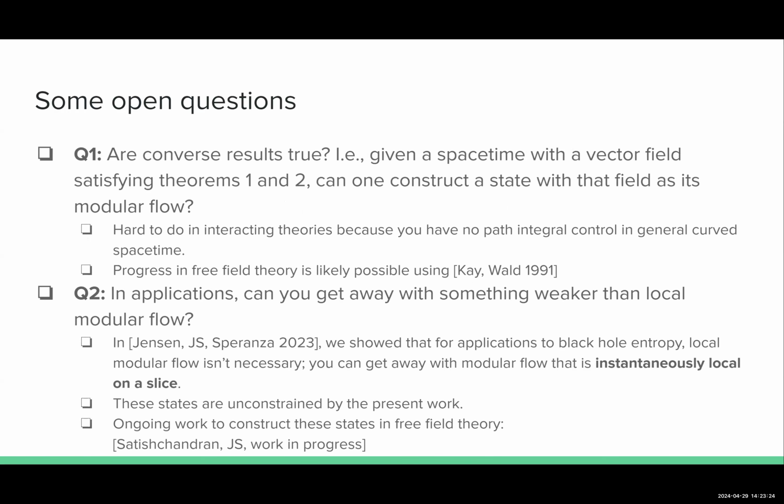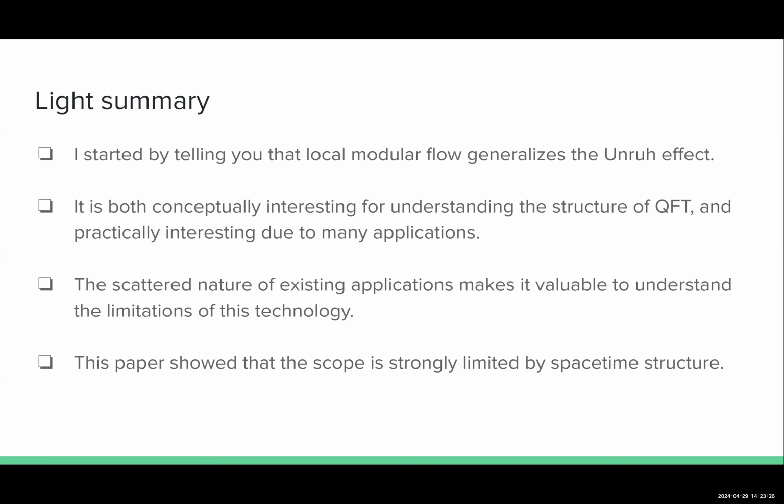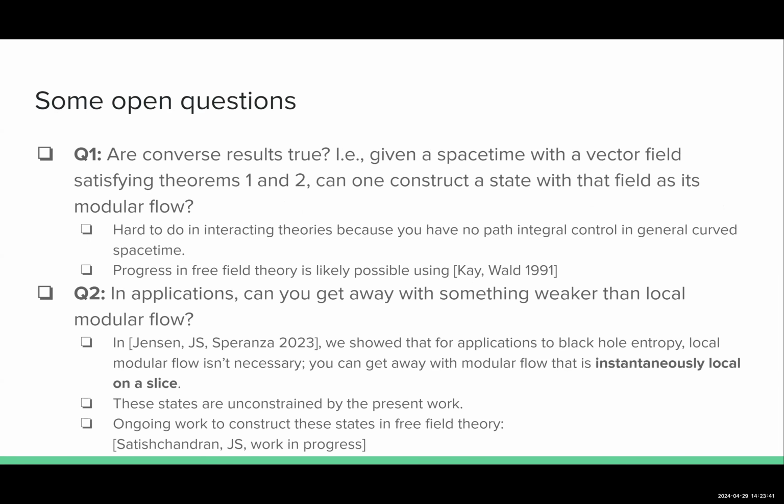The first one is that I want to note that there are things that satisfy these two theorems that are not in the existing literature of examples. But in those cases, I don't have constructions, right? I have constraints, like necessary conditions, but not sufficient ones. So the first interesting question to ask is, are converse results true? If you hand me a spacetime with a vector field satisfying theorems 1 and 2, can you construct a state that has that field as its modular flow?